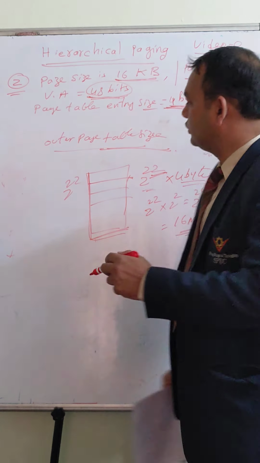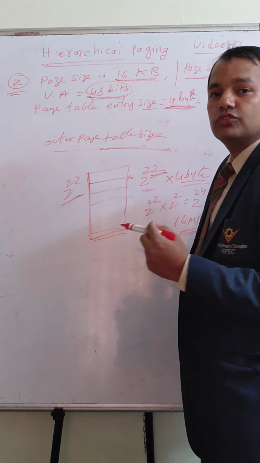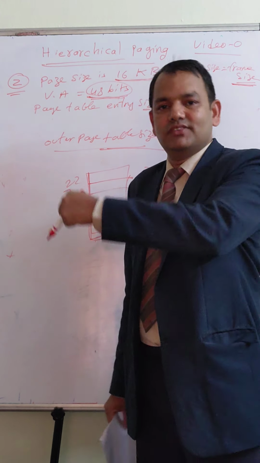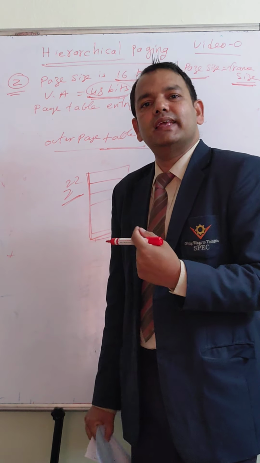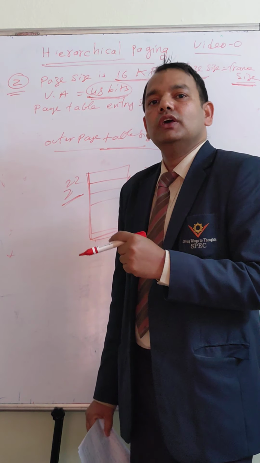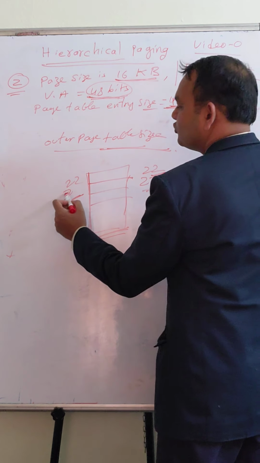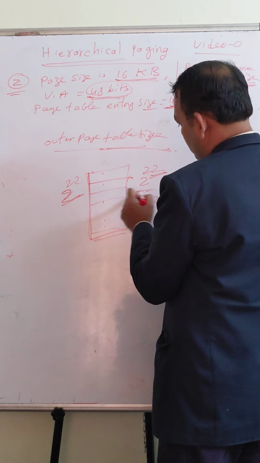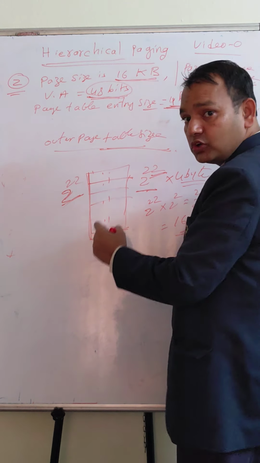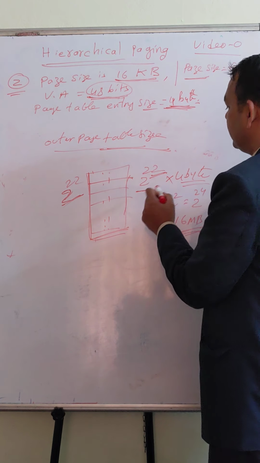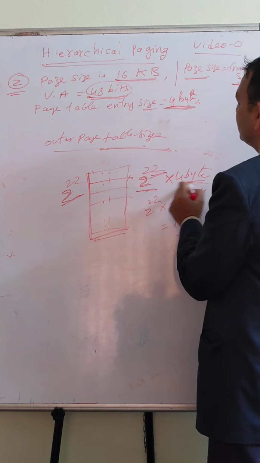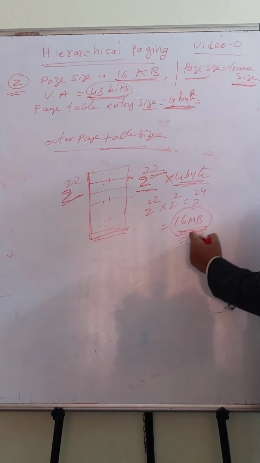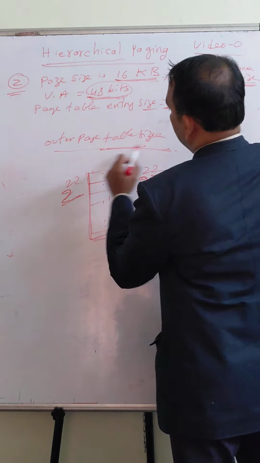The outer page table always stores the inner page table's pages. The inner page table, how many pages are there? 2^22 pages. So 2^22 pages have to be stored in the outer page table. These 2^22 entries, each entry is 4 bytes. So this gives us 16 MB. This is the outer page table.